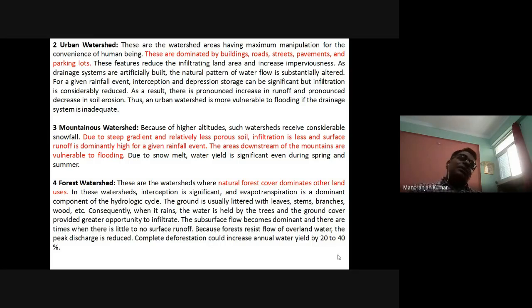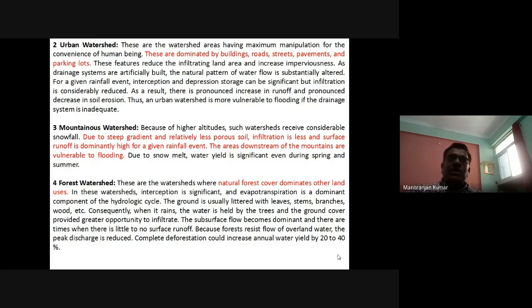Now, the other type of watershed is the mountainous watershed. So what is the mountainous watershed? We have seen the agricultural watershed, in which agricultural activity is dominant. We have seen the urban watershed, in which urban activities are more dominant, like construction of buildings, roads, streets, pavements, etcetera. Now, this is the mountainous watershed. So what will be there? Here the agricultural land will be less, but more mountains will be there.